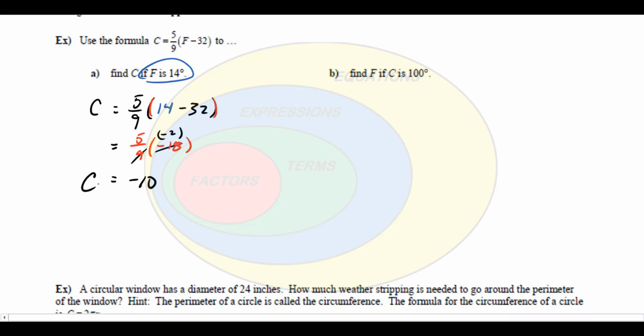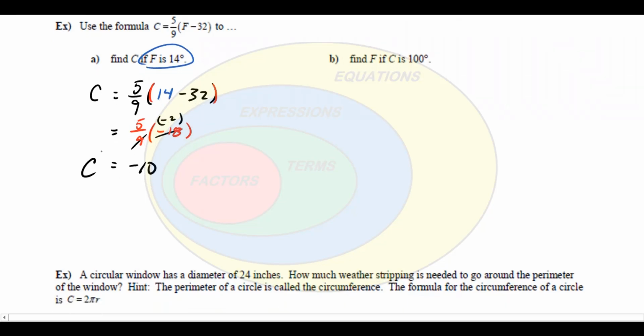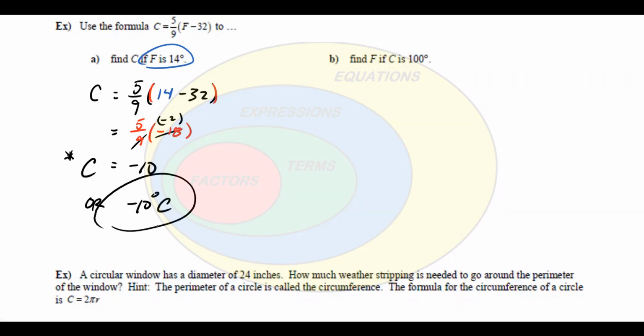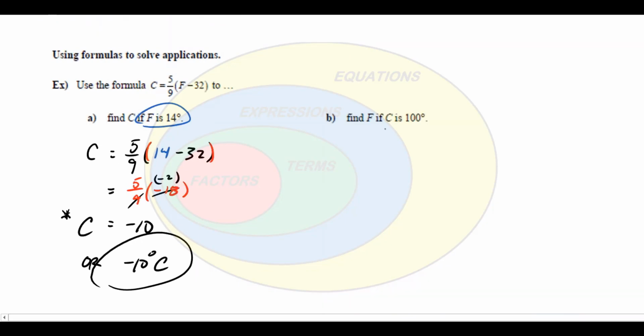So again, this is a formula. Instead of just leaving my answer like this, what I like to do is, because C represents a known quantity, then negative 10 actually has a unit. This is negative 10 degrees Celsius. So we always want to represent our answer in terms of the quantity definition. I don't want to leave just a number out there. I want to make sure I define it with what the quantity is representing. So can I find F if C is 100?